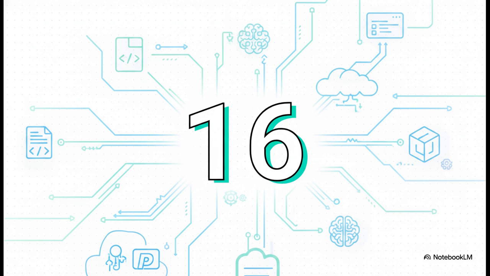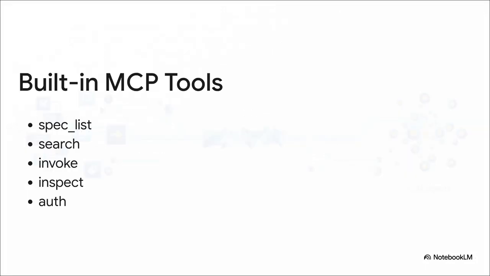16. I really want to hit this number hard, because this is the massive out-of-the-box utility you get the literal millisecond that connection is established. You get 16 built-in MCP tools right off the bat. We're talking about incredibly handy tools like spec list to see what's available, search to find specific capabilities, invoke to actually trigger actions, inspect for debugging, and auth to handle security. Your agent basically gets a full utility belt instantly.